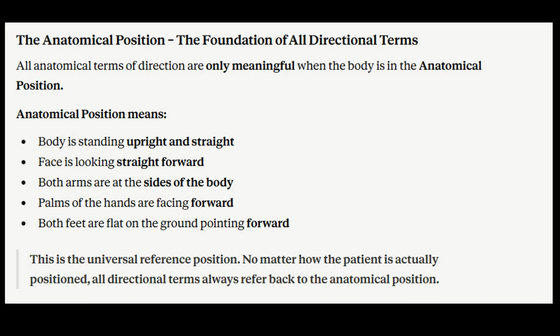Now those who don't know what anatomical position means, you can simply read this statement: the body is standing upright and straight, the face is looking forward, both arms are at the side of the body, the palms of the hands are facing forward, and both feet are flat on the ground pointing forward. If the body is in this kind of position, then we can say that it is an anatomical position. This is the universal reference position. No matter how the patient is actually positioned, all directional terms always refer back to the anatomical position.